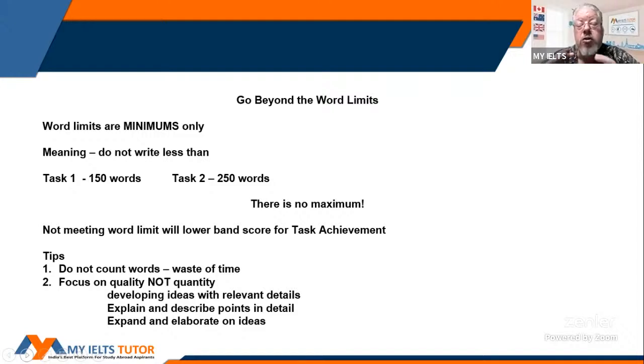So don't worry about how many words you wrote. Focus on the quality of your writing. If you do that, you will go beyond the minimum word limit and you'll write a very good piece of writing, as long as you stay on topic, whether it's the letter, chart analysis, or essay. I guarantee it. I really do. So don't bother with counting words.